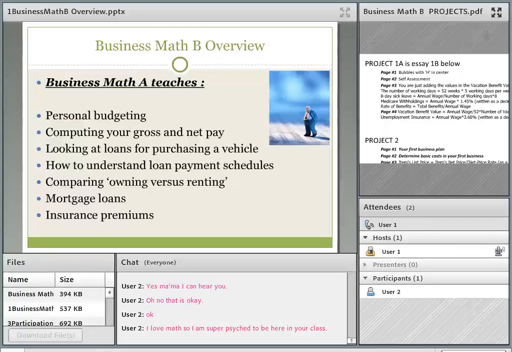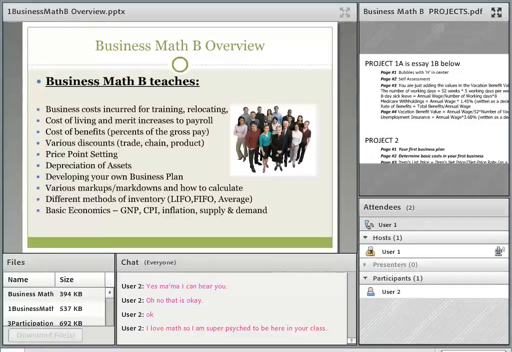Okay, in Business Math B, we're going to switch gears here. So now we're looking at business math from the viewpoint of an employer or a business owner. Okay? So it starts right out with costs that a business incurs if you're recruiting, training, and relocating people from the business standpoint.